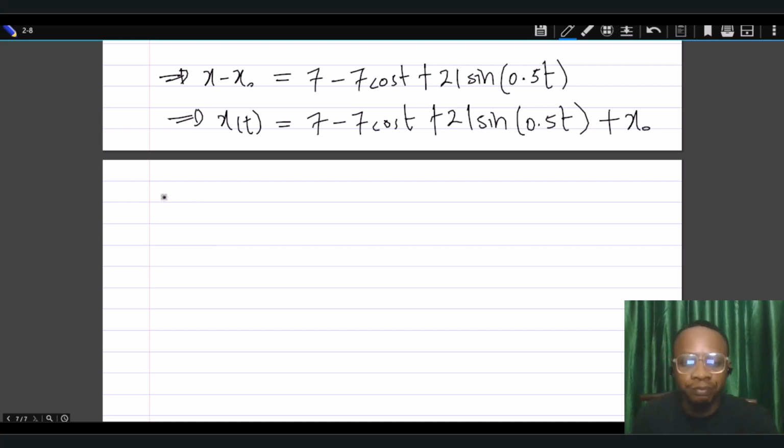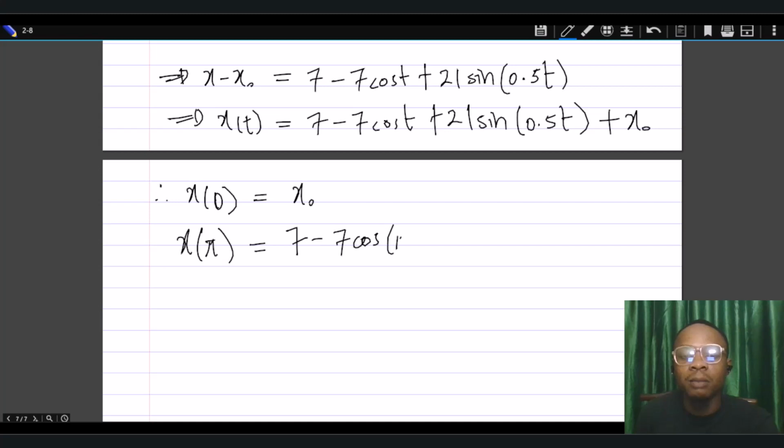All right, so we now say that x at time t equal to 0, because of course when we put 0 here, this will be 7 minus 7. Of course we expect that to just be x naught. I mean, that was the assumption we made to arrive at this. Then x at t equal to pi will be equal to 7 minus 7 cos pi plus 21 sine of 0.5 pi, that's pi over 2, then plus x naught.